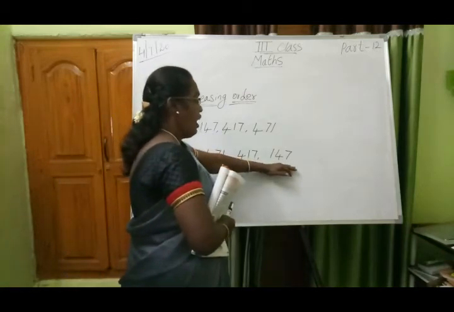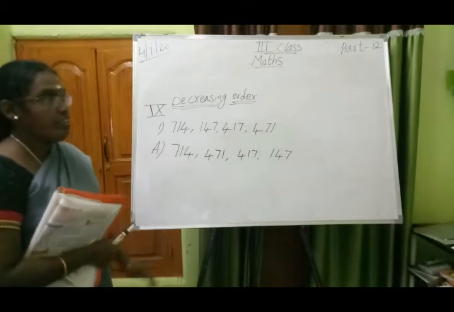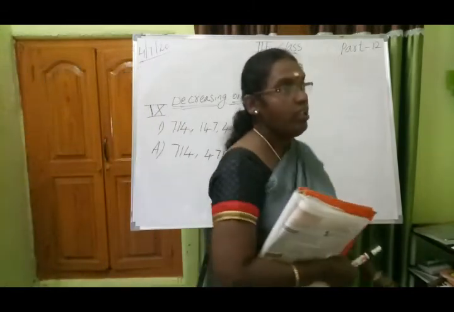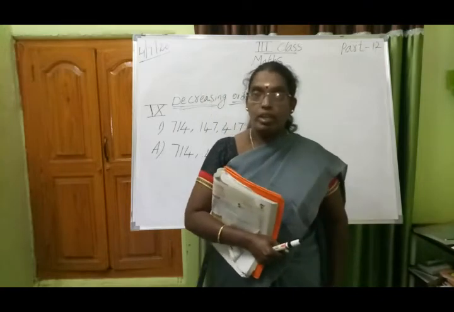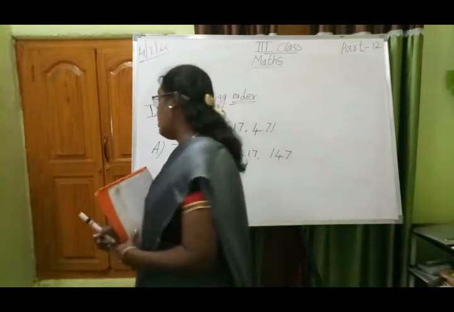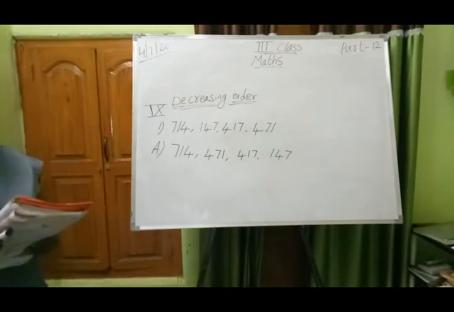After that, 417. After that, 147. You understand, children, this one? Decreasing order. Decreasing order means big number to small number. You understand, children, this thing? Yes?